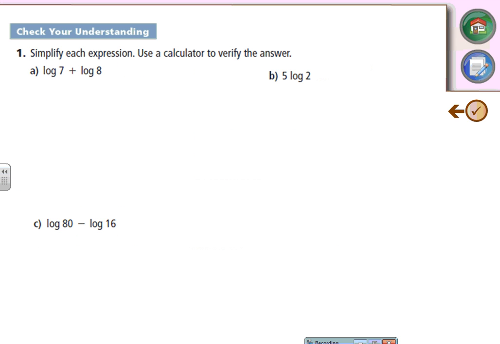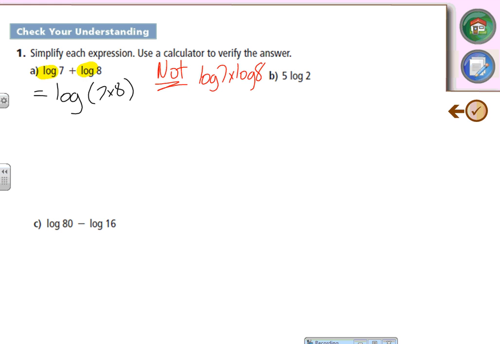All right, so let's pound through some of these real quick here. First thing, if we've got two logs, we can simplify them. Often they'll ask you to put it into a single log. So we can take this into one single log by, if we're adding logs, we multiply within the log. Make sure you do not put log of 7 times log of 8. This is not correct. We are taking two logs to a single log, and it's the log of 7 times 8. And then we'll just leave it as log of 56.